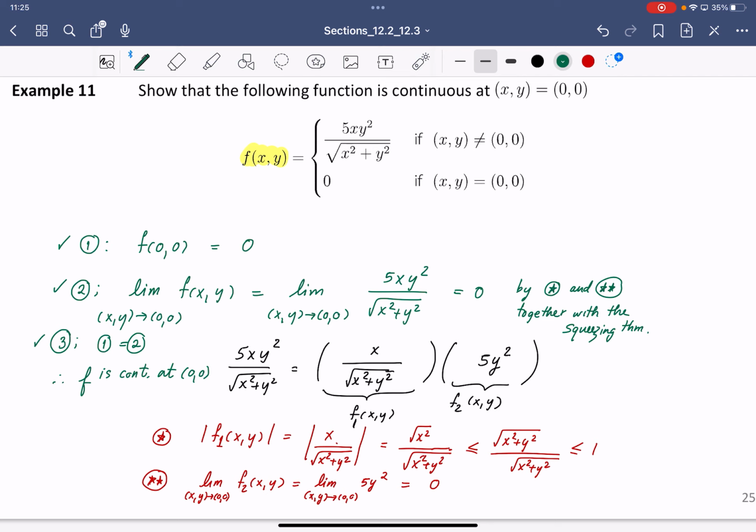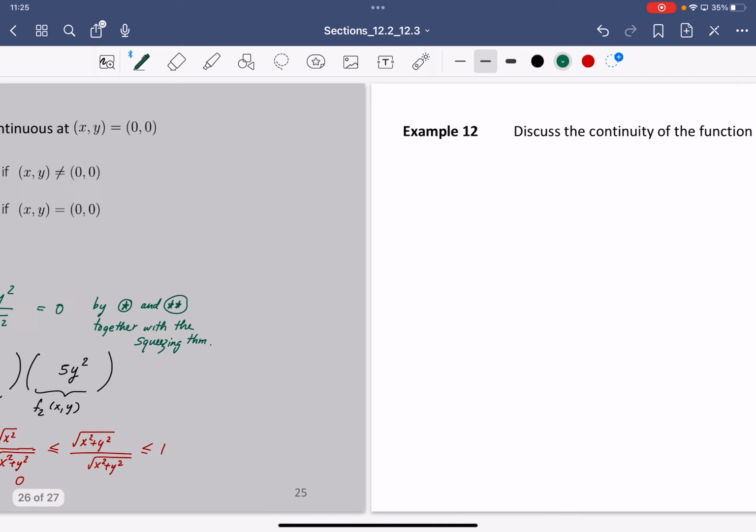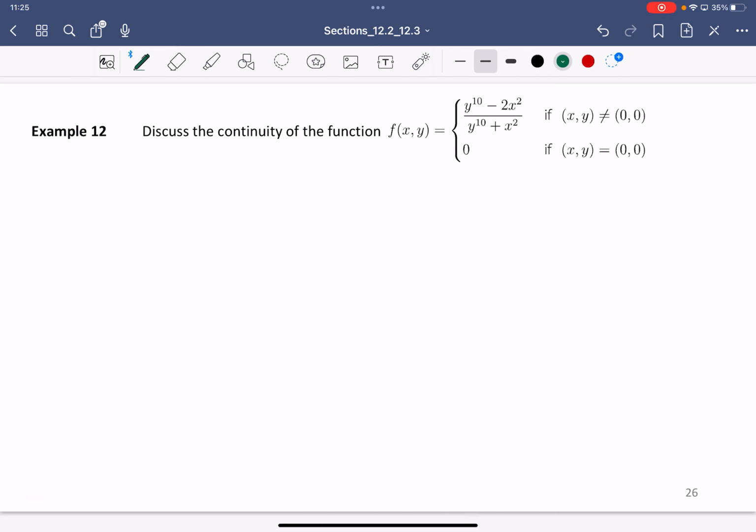All right, 2 more examples. Example 12, discuss the continuity of the function f(x,y) equal to this one. All right, so first of all, f(x,y), you plug in 0 first. So the question asks you to discuss the continuity of the function here.